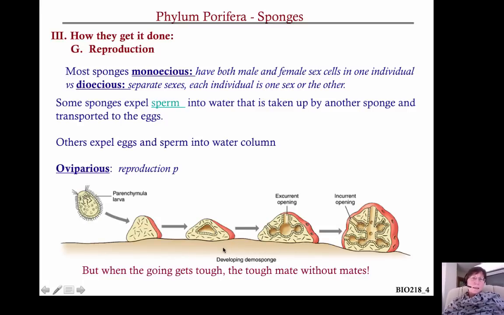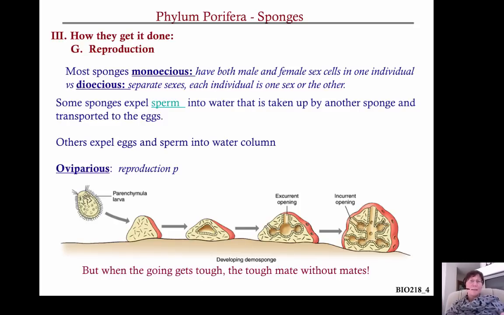So what's important to note is that sponges can reproduce both sexually and asexually. And I say jokingly here, when the going gets tough, the tough mate without mates. Actually, for most animals, if you can reproduce both asexually and sexually, generally what happens is you will reproduce asexually when times are good, and you'll try to get your numbers way up so that it's easy to find a mate. And then when times are bad, that's when you might actually try to mate sexually.